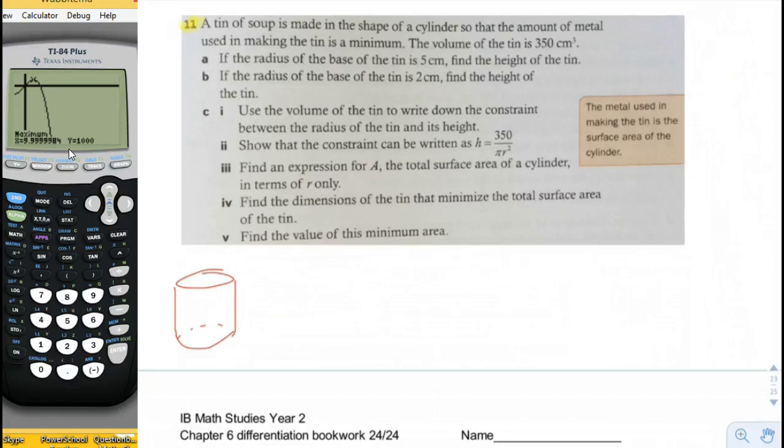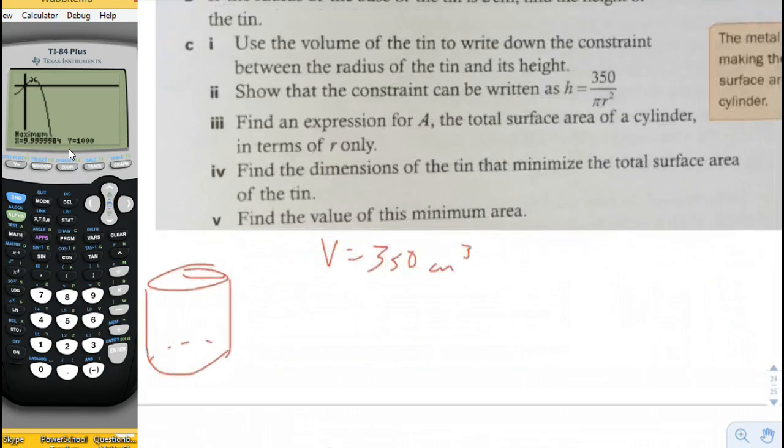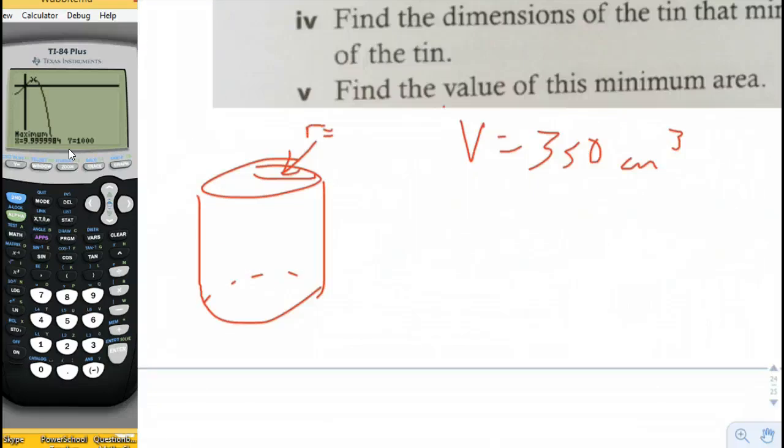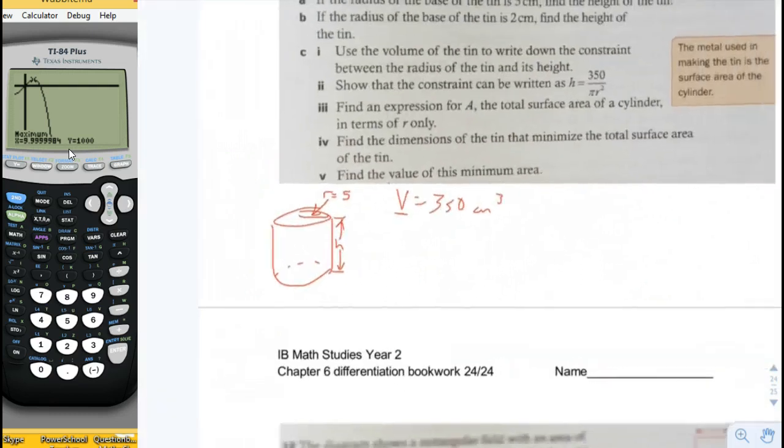The volume of the tin is 350 centimeters cubed. The radius of the base of the tin is 5. Find the height of the tin. Okay, so it's saying, hey, this radius here is equal to 5. What is the height, if we know that the volume is 350 centimeters cubed?